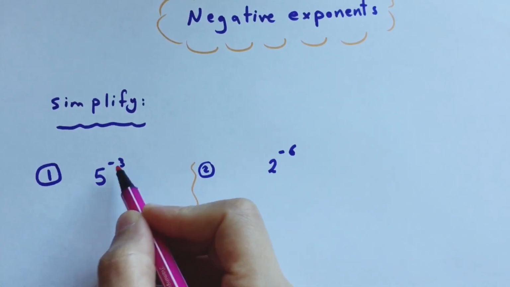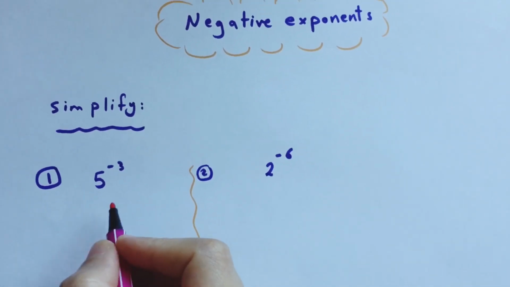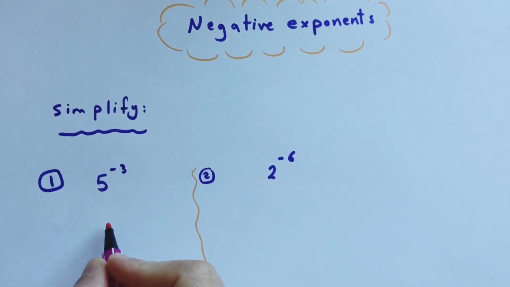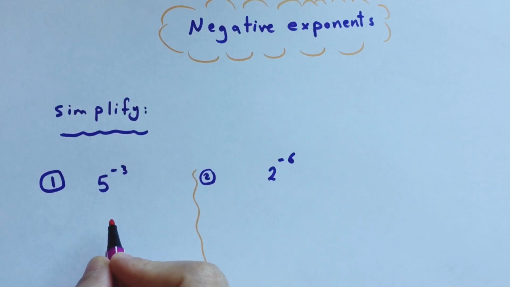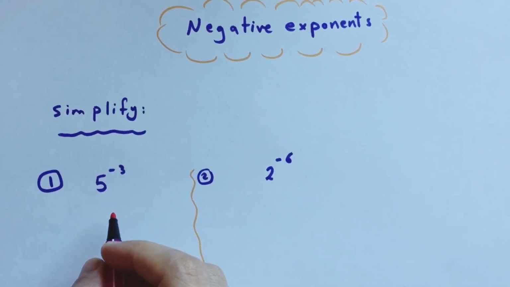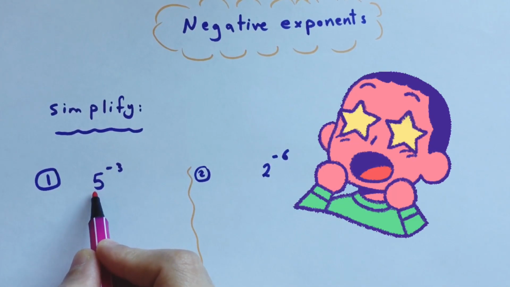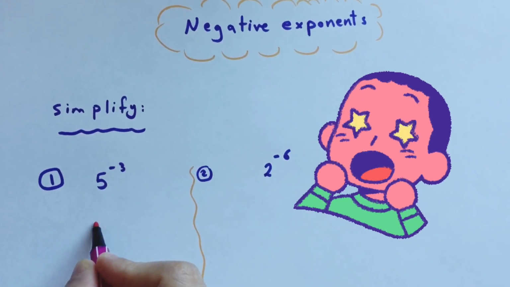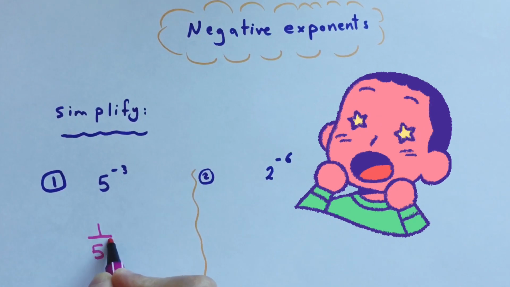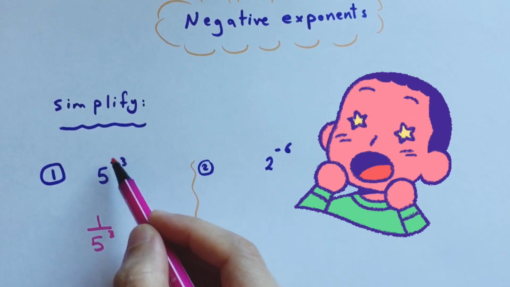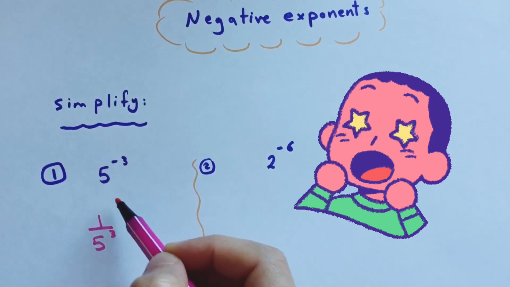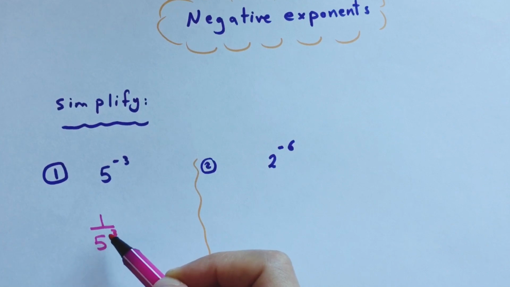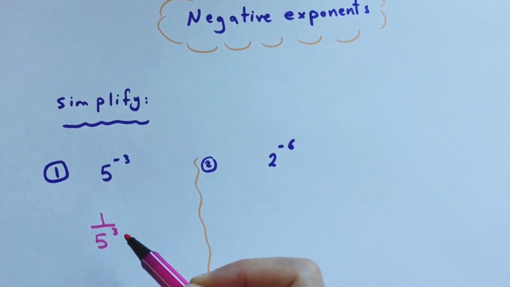Okay, so 5 to the power negative 3. Here the exponent is negative, so I want to get rid of the negative so I can simplify. Here the number is in the numerator. I'm going to take it down to the denominator. It will be 1 over 5 to the power 3. See, here the exponent is negative. When I take it down it will be positive. Also if it's down negative, if I take it up it will be positive.